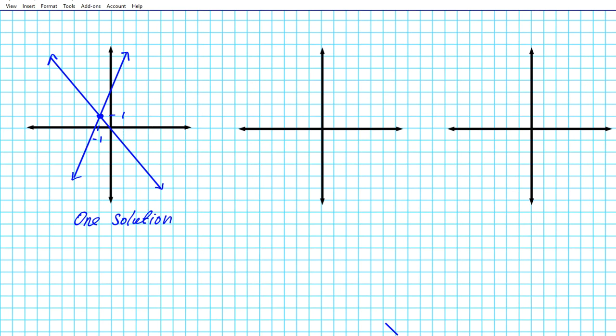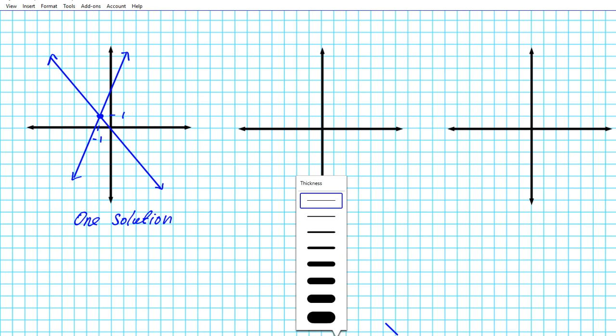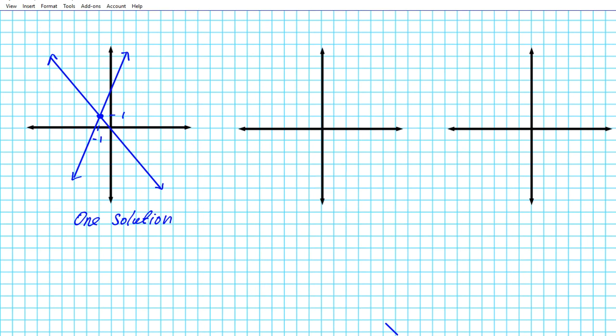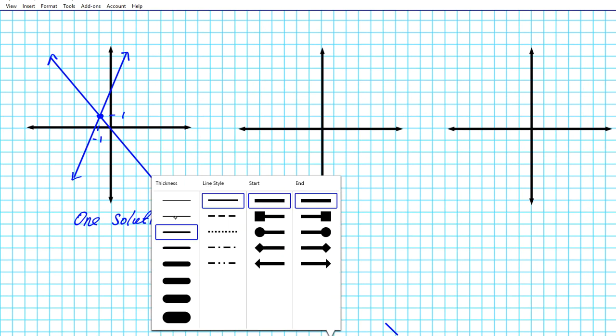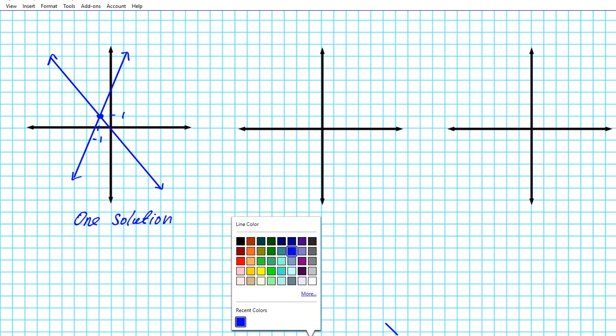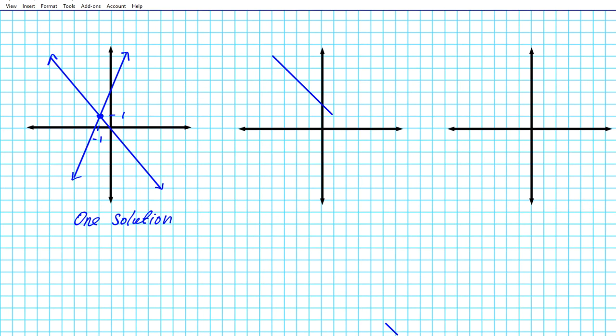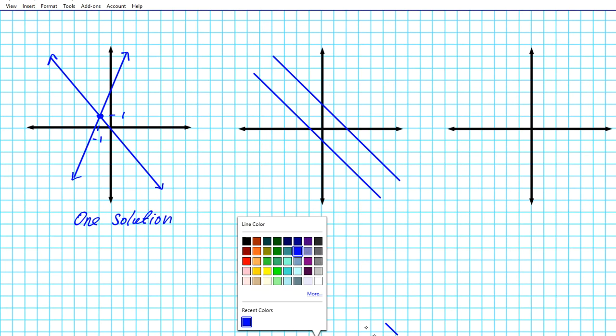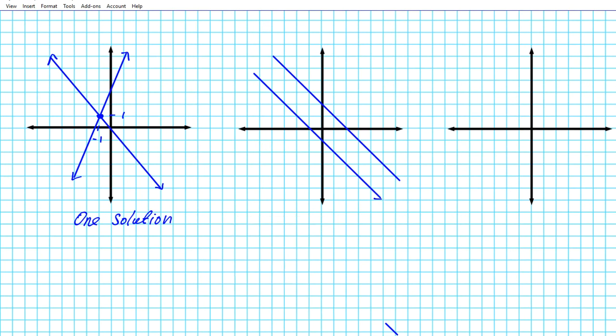Another possible scenario that you can come across when you are solving systems by graphing is a situation where the two lines never intersect. If you have two lines that never intersect, what kind of solution will you have? Two lines that never intersect are classified as parallel lines. So if you have a line like this and another line like that, where the two lines do not intersect, you have no solution.